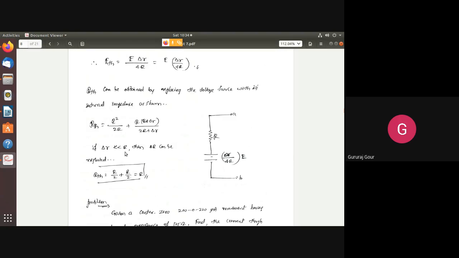Because we have only 5% variation of the total R, delta R is very small.